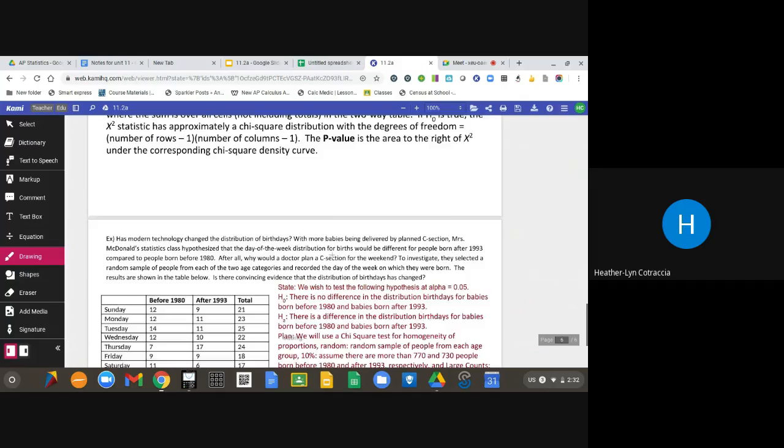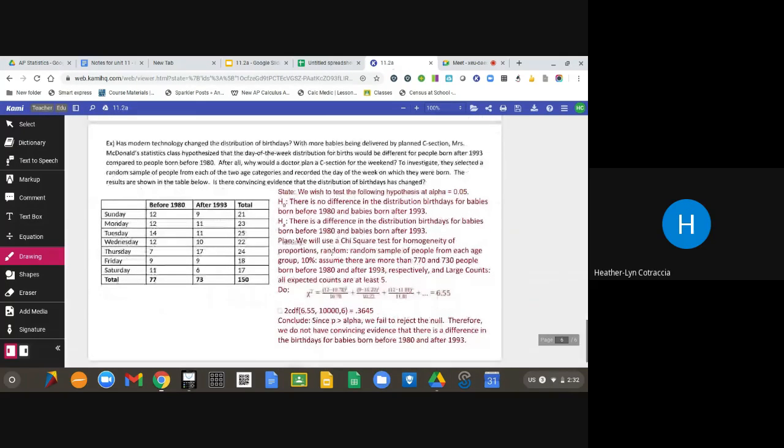So we're going to go ahead and just do an example, and then we'll practice this more in class. For this question here, it wants to know if the distribution of birthdays has changed since planned C-sections became more common. So they want to know whether maybe doctors would schedule C-sections during the week so they wouldn't have to do them on the weekend. So did that decrease or increase the amount of C-sections on certain days?